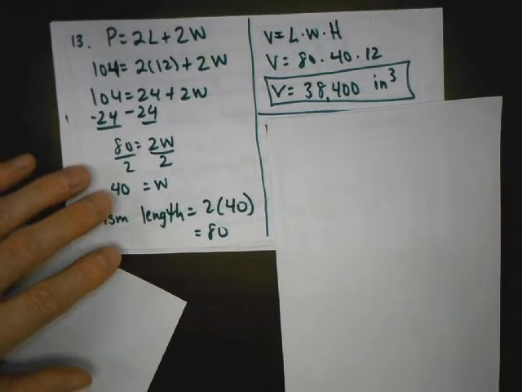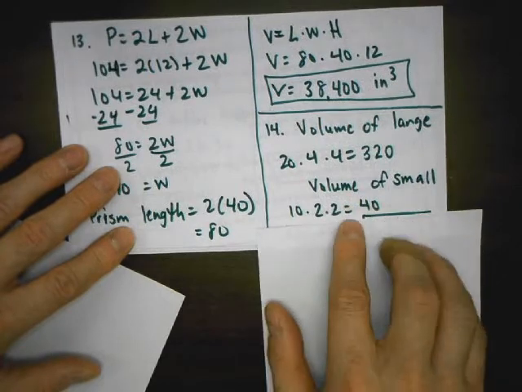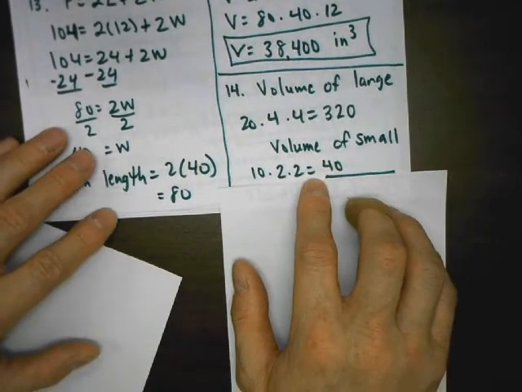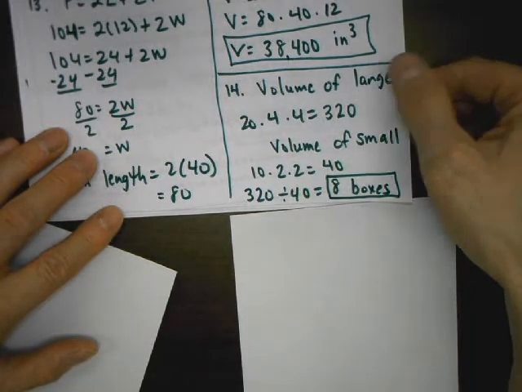14 says a large box is 20 by 4 by 4. A small box is 10 by 2 by 2. How many small boxes can fit in the large? Well, if I find the volume for the large and find the volume for the small, just simply by multiplying those 3 and divide those 2, I figure out that 8 boxes will fit in there. So find volume, divide.